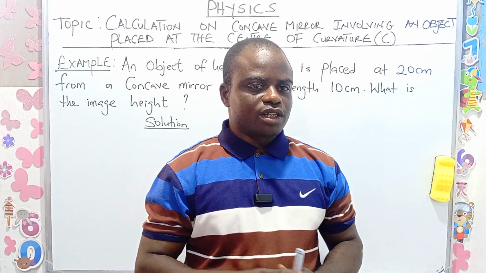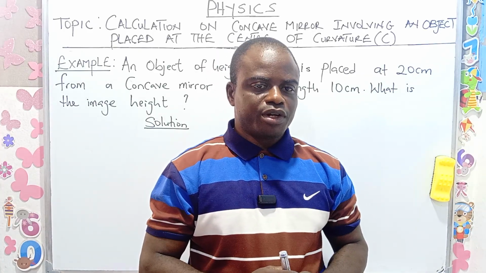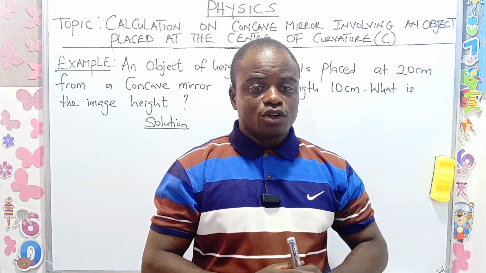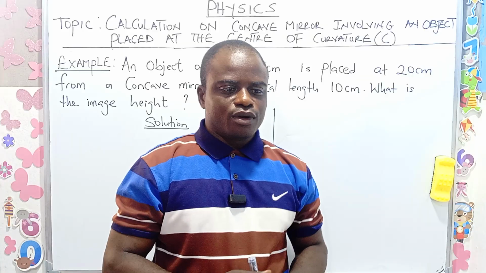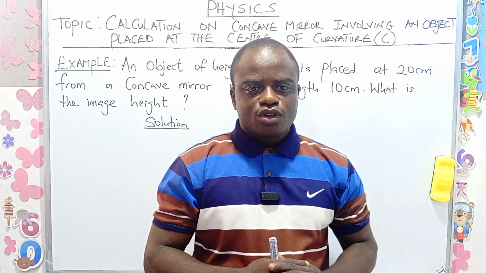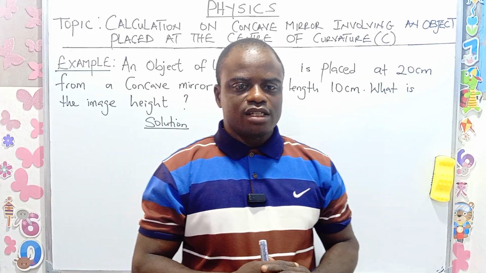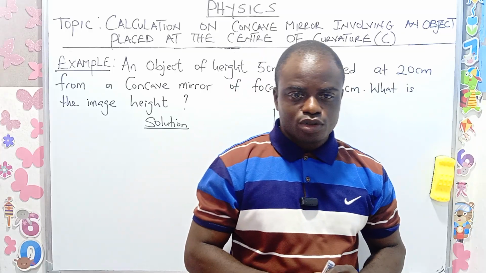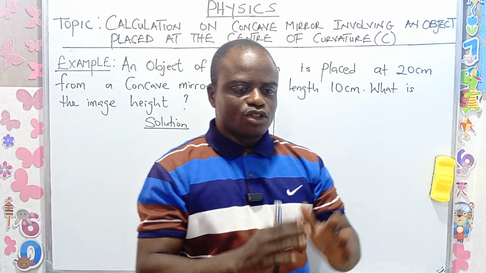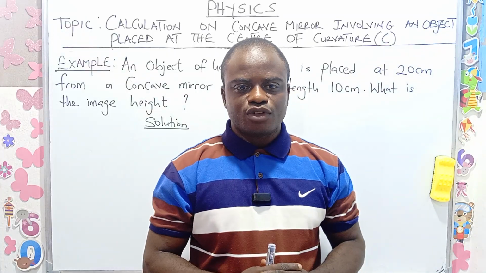Today, we're considering calculation on concave mirror involving an object placed at the center of curvature. And the center of curvature is represented with letter C. And when you see a question like this, you'll not be told in the question that the object is placed at the center of curvature.